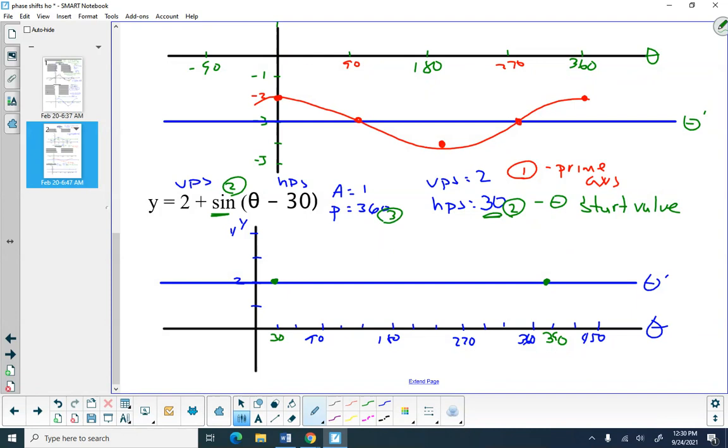Now we start playing our games of halves, halfway between 30 and 390. Add them together, divide by 2. Gives us 420. Divided by 2, we have 210. We're going to be on the prime axis again. Halfway between 30 and 210 is 240. Divide that by 2. Gives us 120.